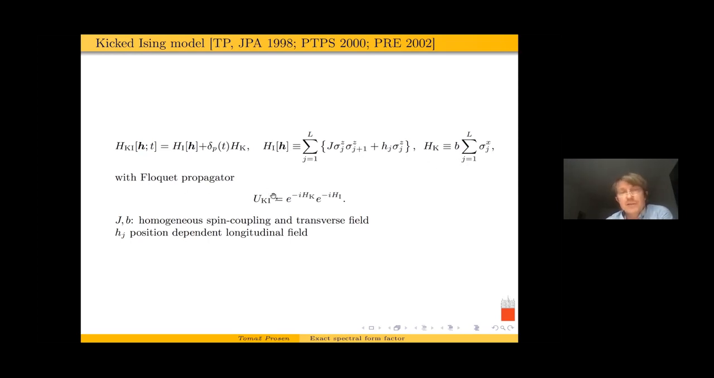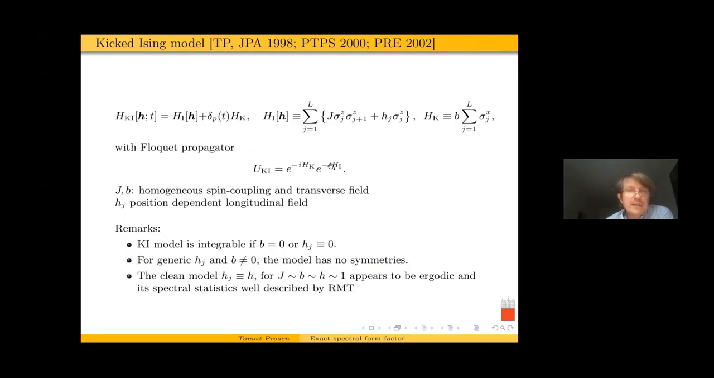The Floquet operator is just a product of two exponentials. And the problem is either integrable or non-integrable. It's integrable when the field is transverse or longitudinal, but it's non-integrable when the field is tilted.